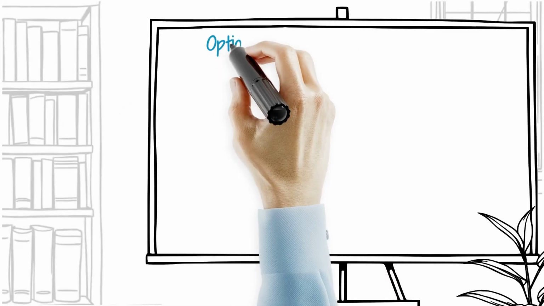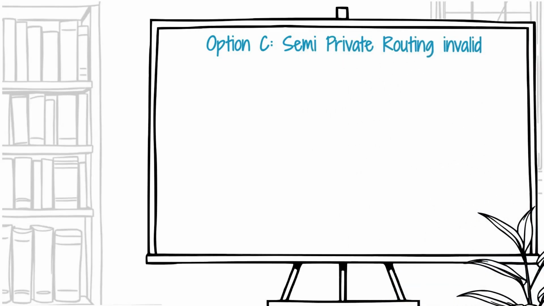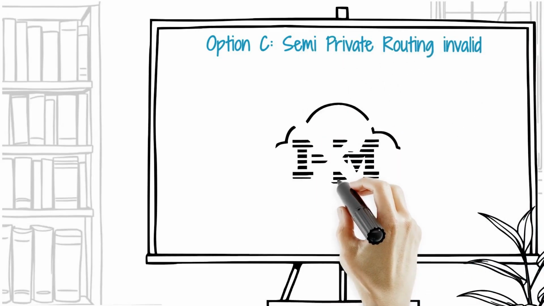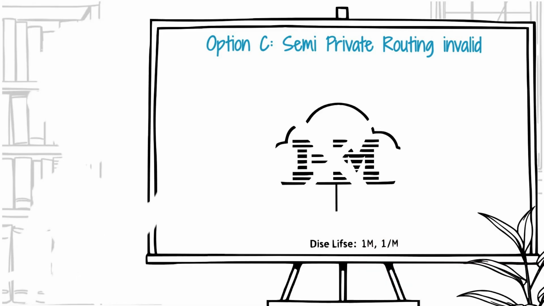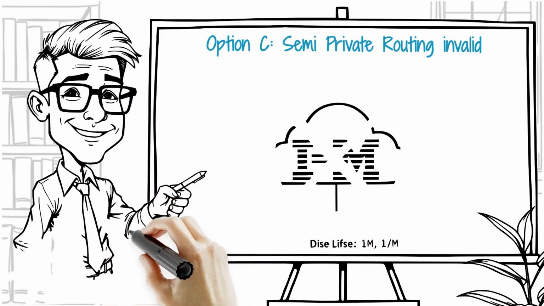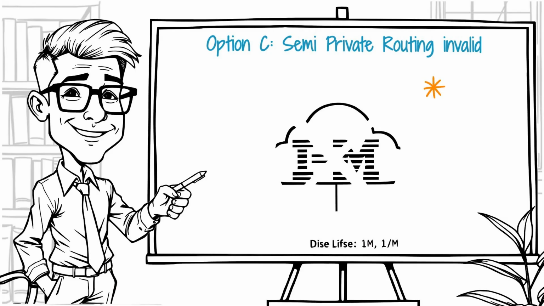C. Semi-private routing option. This is not a standard or recognized routing option for IBM Cloud Direct Link. Direct Link offers either local or global private routing, but does not include a semi-private option as part of its standard features.